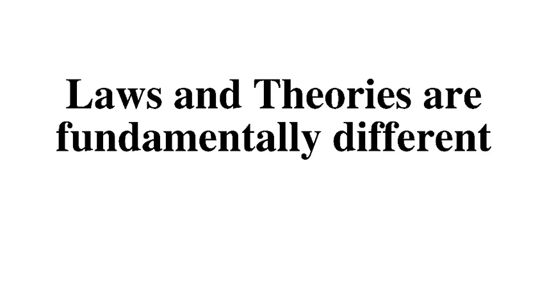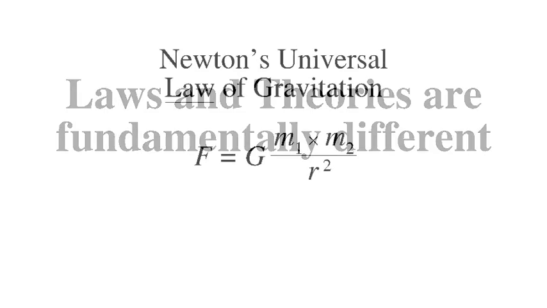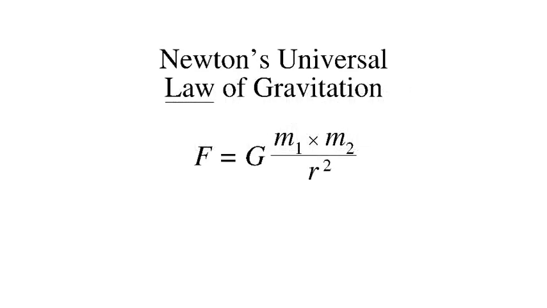For example, way back in the 1600s, Sir Isaac Newton formulated his universal law of gravitation. This law was based on the observation that two massive objects will exert a force on each other proportional to the product of their masses divided by the square of the distance between them. Newton's universal law of gravitation describes the way objects behave, but it doesn't tell us anything about why they behave that way. That's why it's a law.